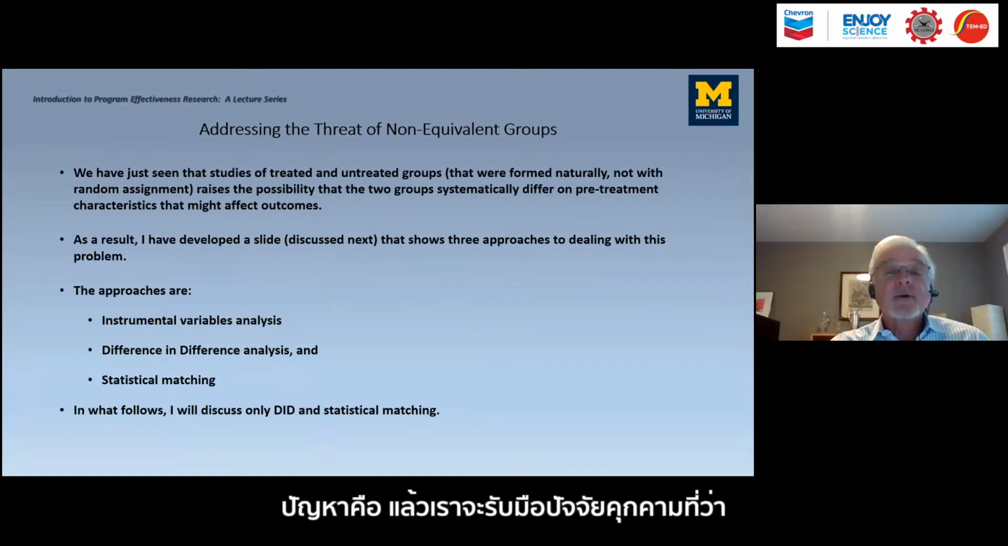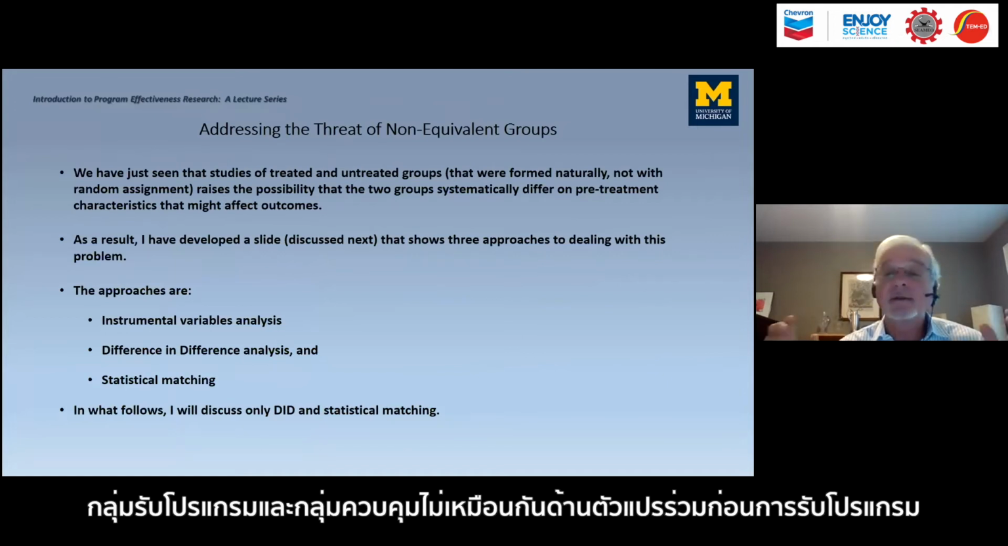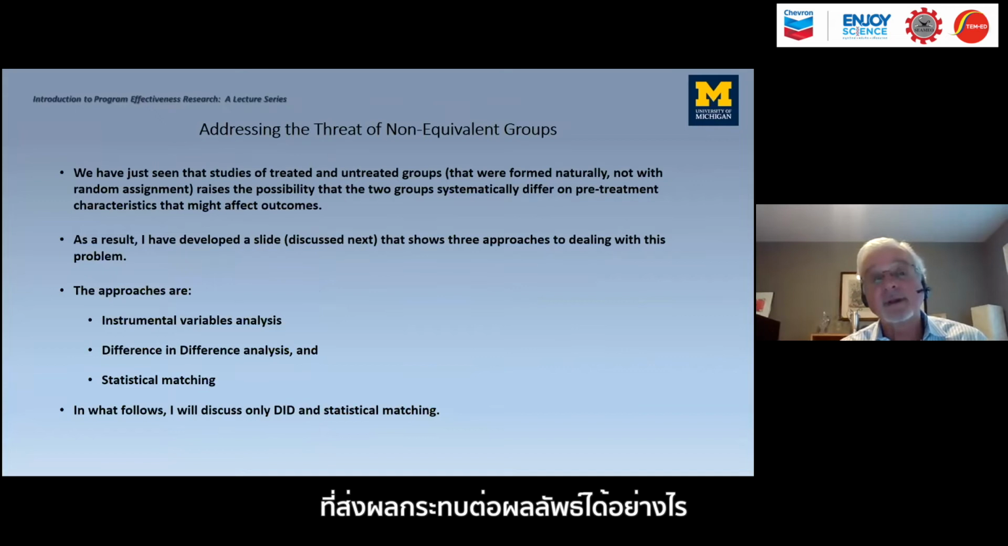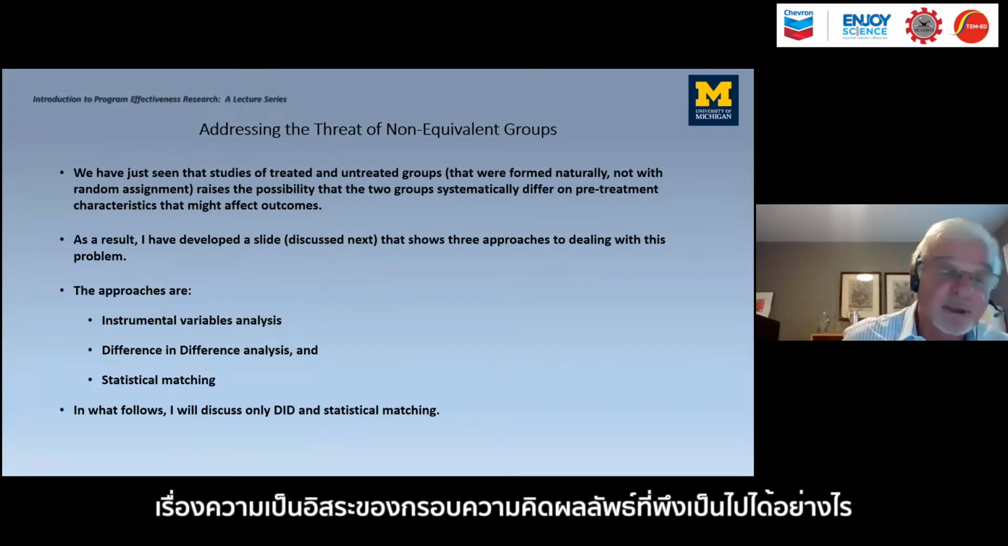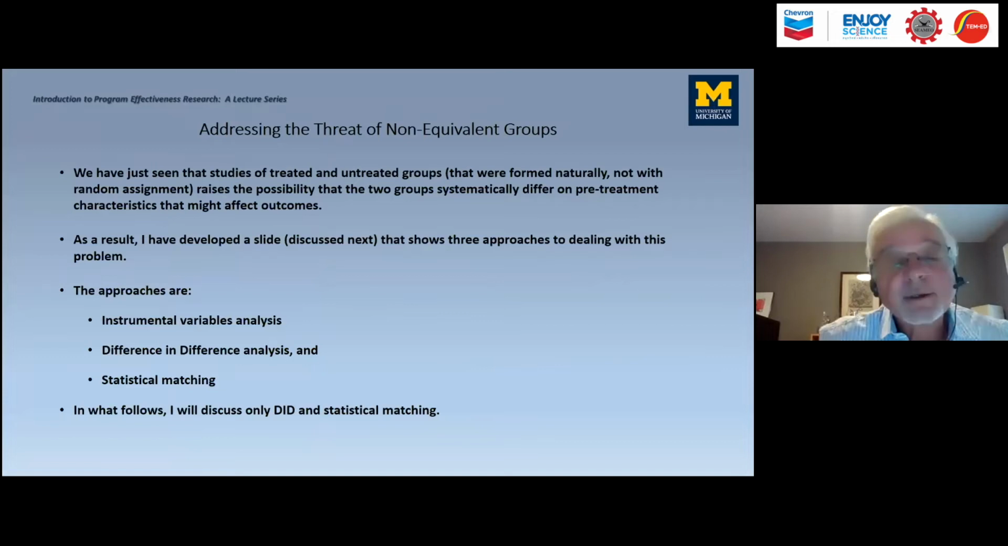Okay, so the problem is, how do we address this threat that the treatment group and the control group are not alike on pre-treatment covariates that might affect outcomes? Or how do we address the potential for a violation of the independence assumption of the potential outcomes framework?